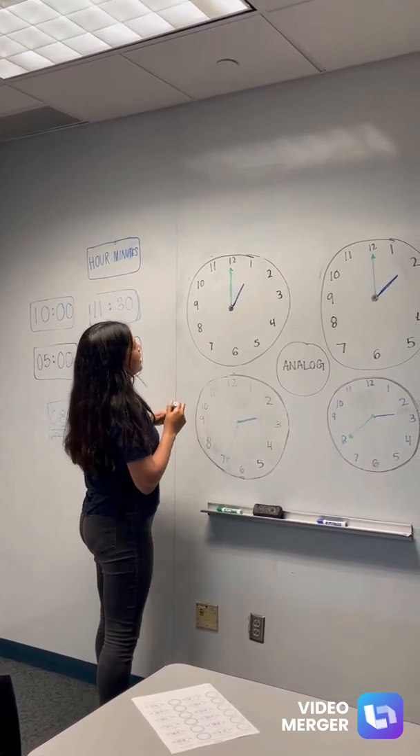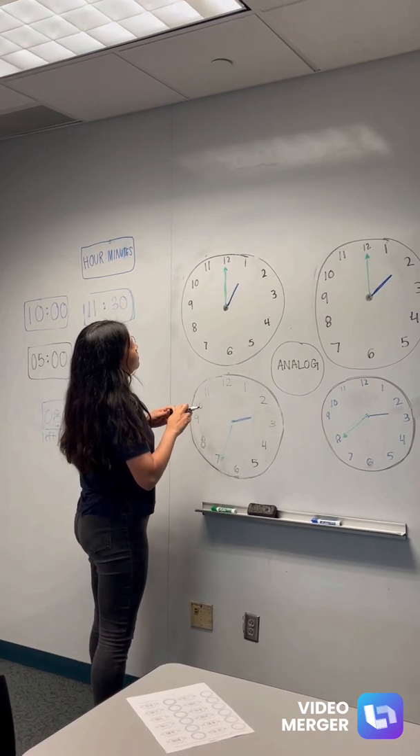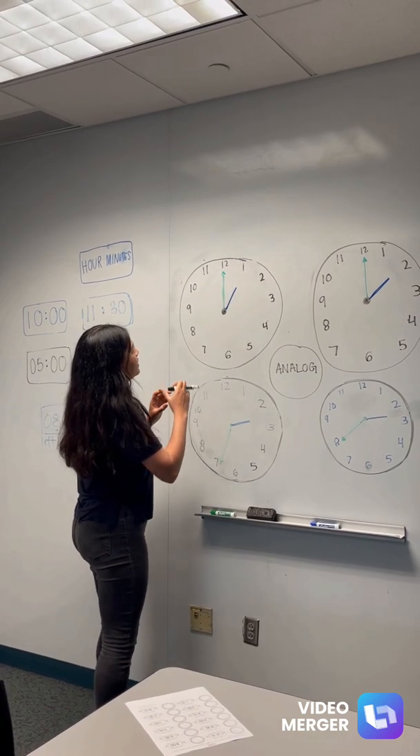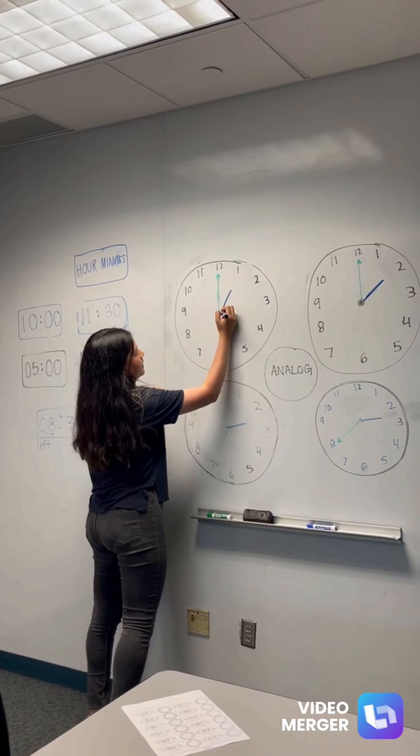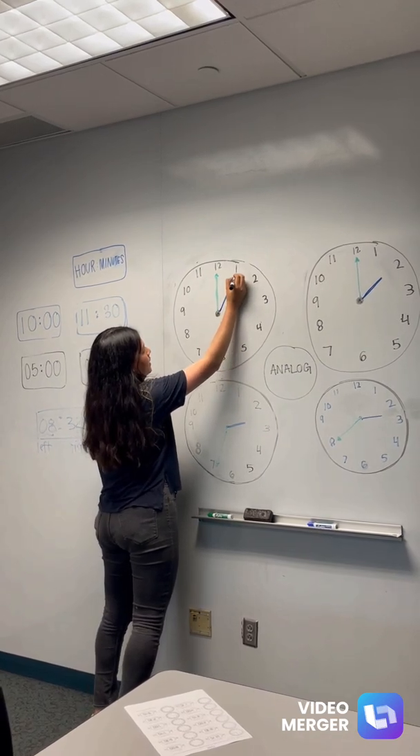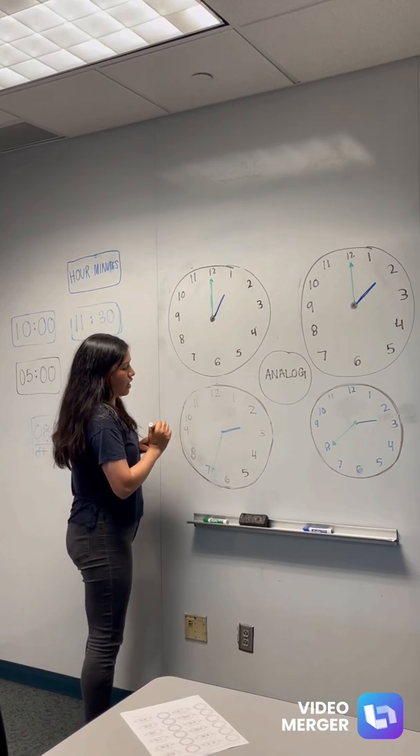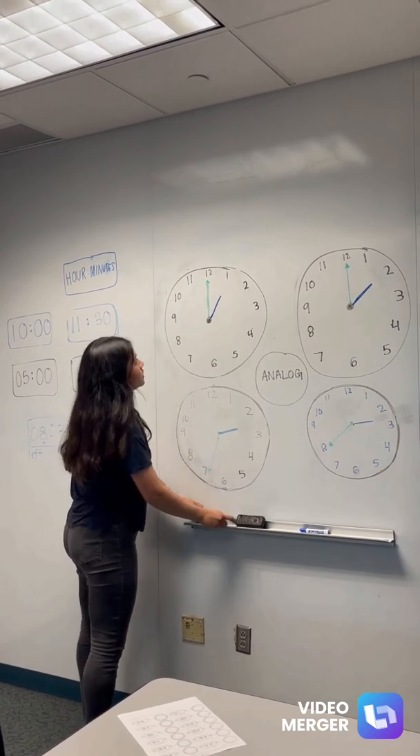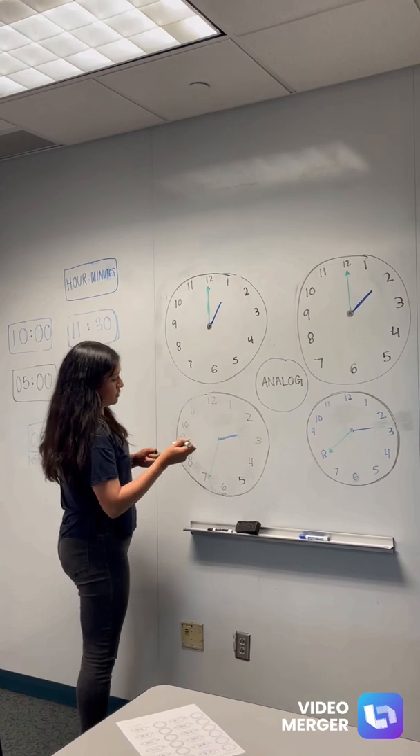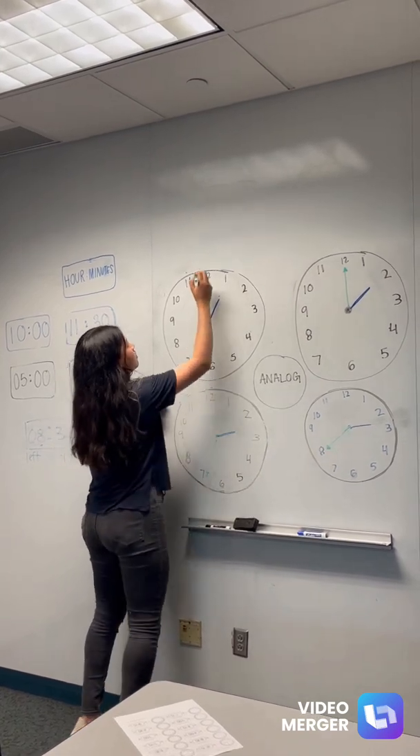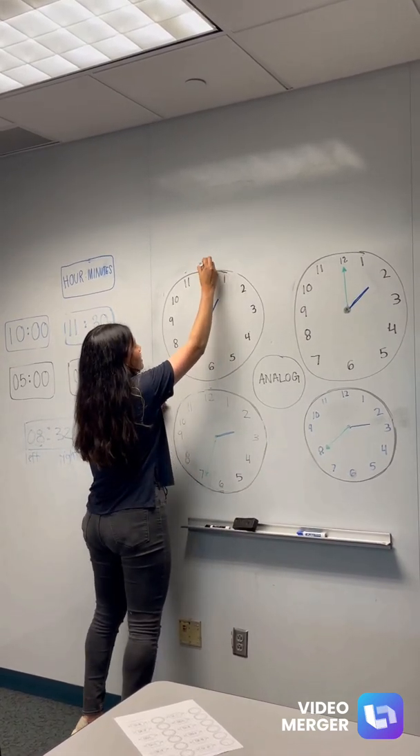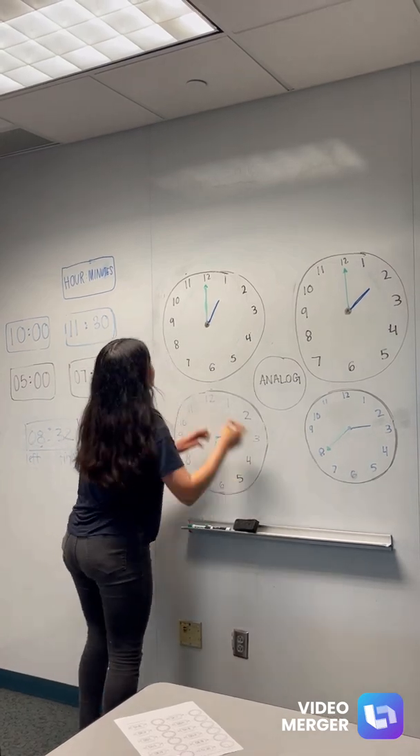So let's look at the hour. So we see that this short hand is pointing at 1. So we know that it is 1 o'clock or 1 something. So now we're going to look at how to count minutes. So when it's at 12, 0 minutes have passed by in the hour.